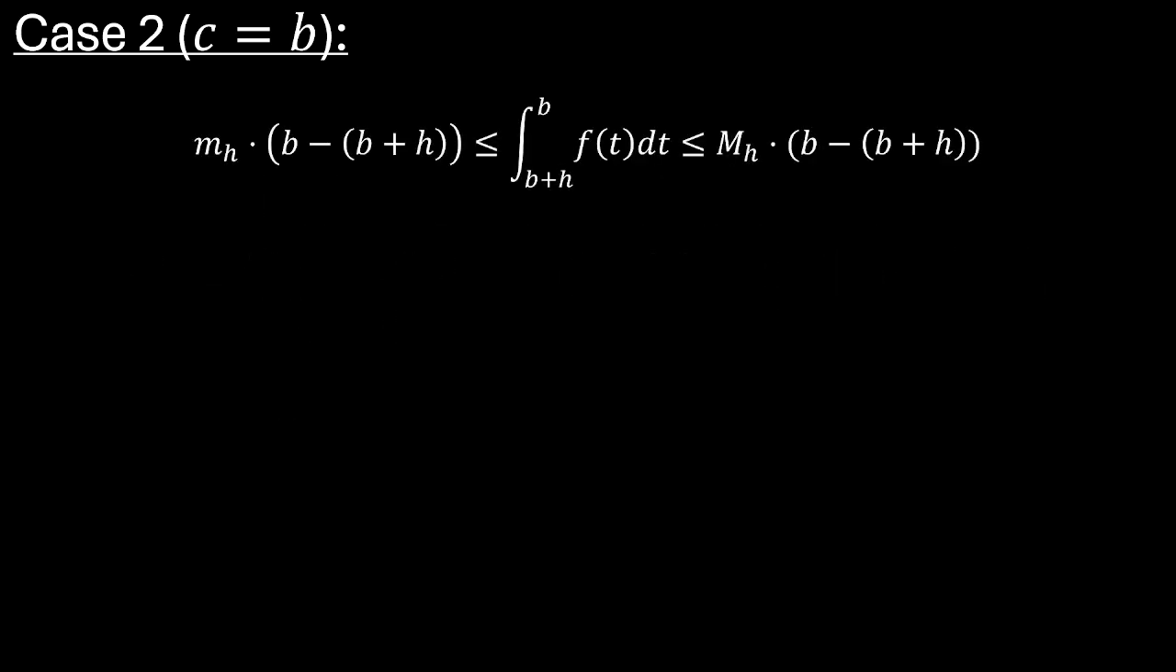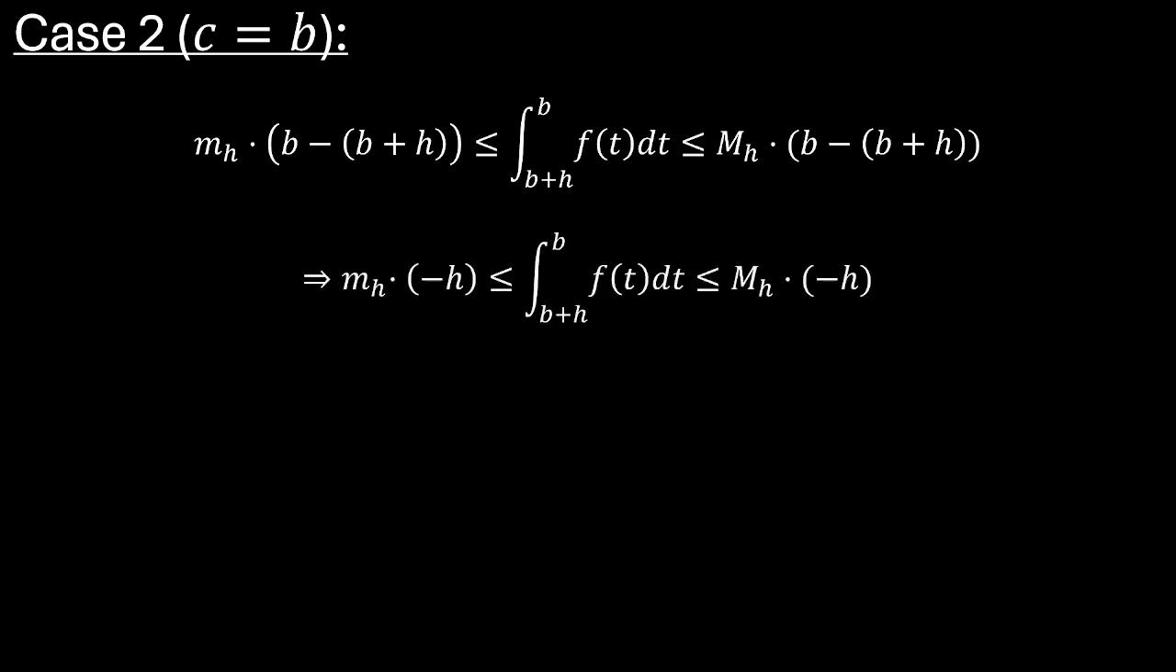So then going through the exact same motions as before, we're going to get that m_h times (-h) is less than or equal to that integral, which is less than or equal to M_h times (-h), giving us this expression here.